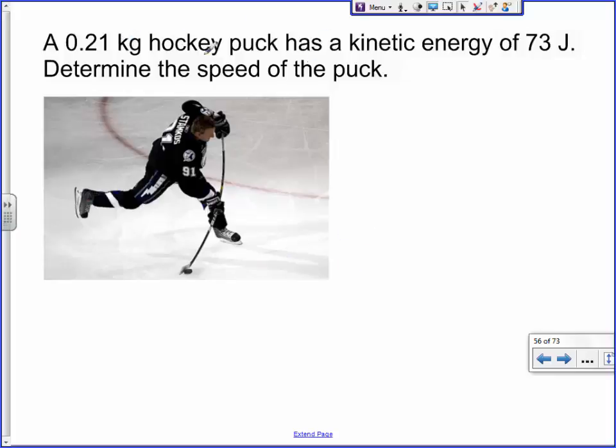Okay, anyways, let's give this a try here. So we've got our kilogram hockey puck, our kinetic energy. Let's find out how fast you can shoot the thing. So, mass, 0.21 kilograms. It's already in kilograms. Big note here: we will often measure things in grams. The base unit, though, has to be kilograms. So if we ever measure something in grams, we've got to put it into kilograms.